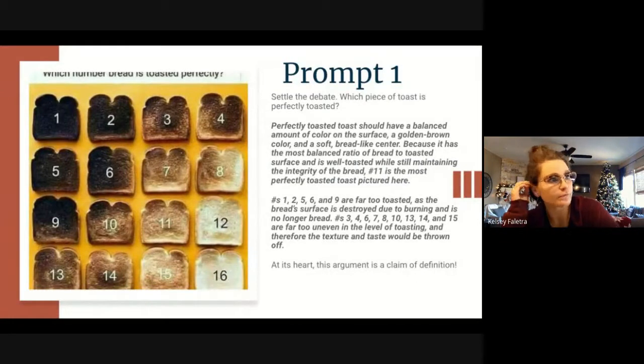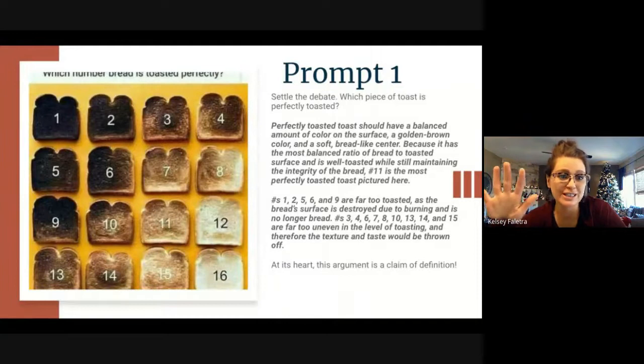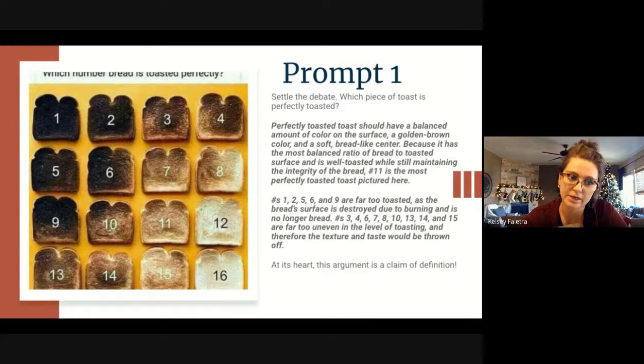So let's say that this was the prompt that we were presented with. Which piece of toast is perfectly toasted? Okay. And we look at it, and we have our own, it sounds ridiculous, but our own prejudices that we bring to the table, our own experiences, and our own definitions of what it means to have a piece of toast, right? But our job is to articulate and prove to our opponent or our audience that we are correct. That, for example, for me, number 11 is the best example of a perfectly toasted piece of bread.